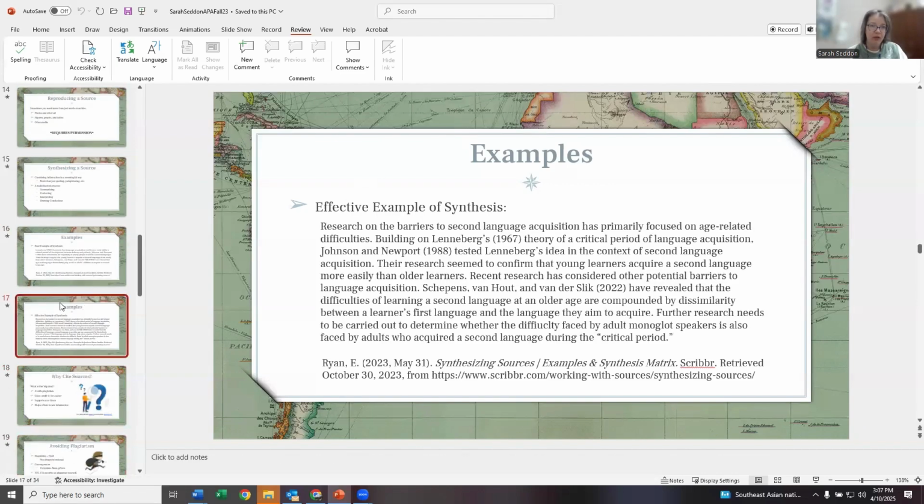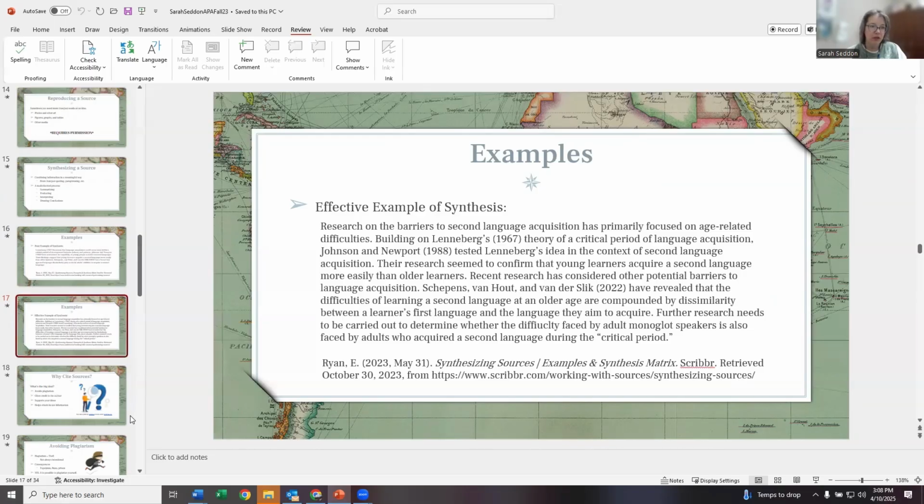In the second example, we have a better example of synthesis. We have all the things we need. We have the context. I can see why the author has selected these articles to write about. They are each examples of research on the barriers to second language acquisition. And then after mentioning the articles, the writer goes on to tell us what they think of the articles, that they are good, they have merit, but that something is missing. And then the writer tells us that they have drawn the conclusion that more research is needed. So this is a much better example of what you are trying to do when you are synthesizing.